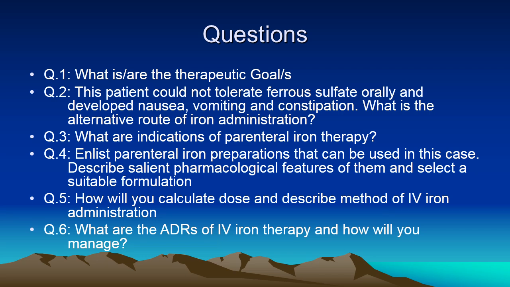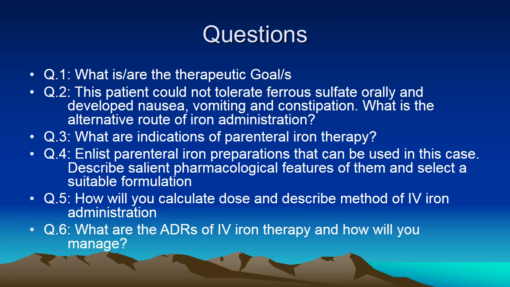Now the questions pertaining to the case are: what is the therapeutic goal? This patient could not tolerate ferrous sulfate orally and developed nausea, vomiting, constipation. What is the alternative route of iron administration? Next question is: what are the indications of parenteral iron therapy? Question 4. Enlist parenteral iron preparations that could be used in this case. Describe salient pharmacological characteristics of each of them and select a suitable formulation for administration.